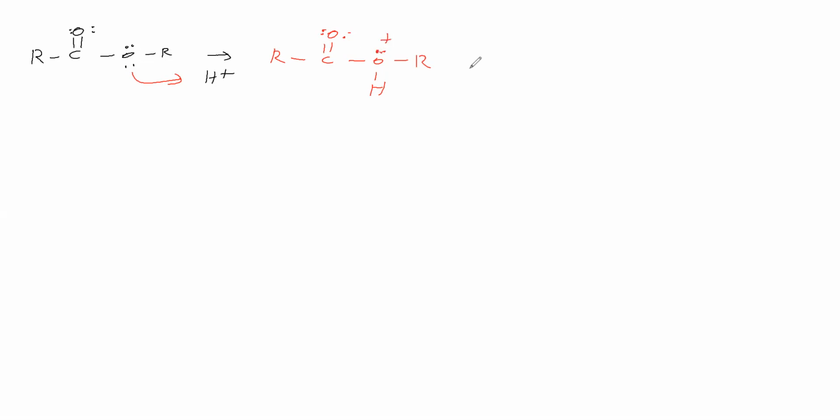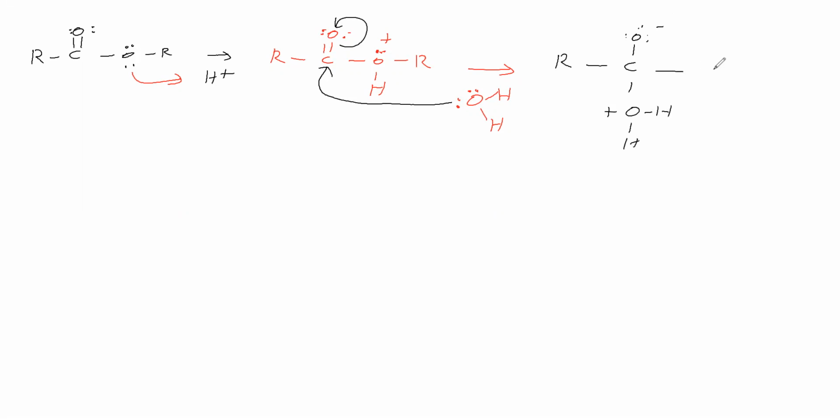Next, water attacks. Water is attacking here. Therefore R C O, here a negative sign, here water will be there, and oxygen will have a positive charge. Next this bond is migrating, this is leaving, and here H plus is leaving.